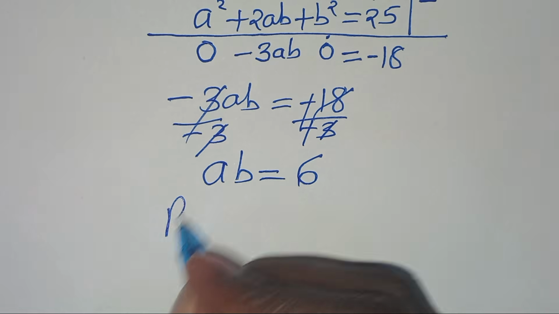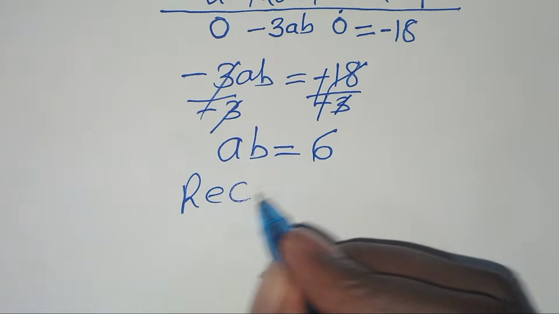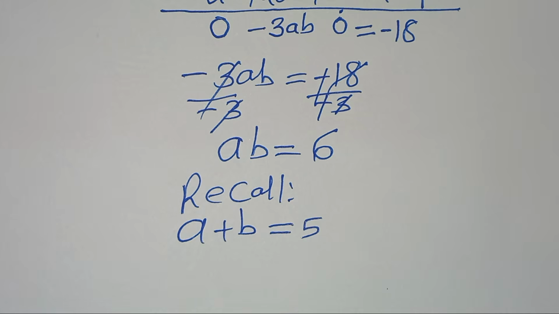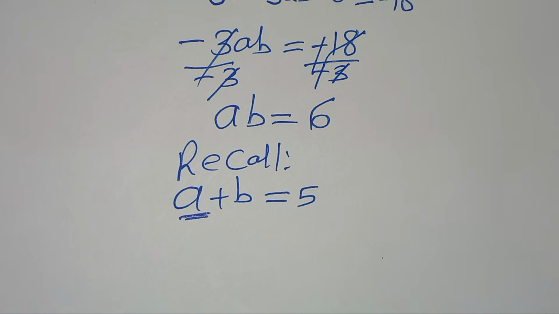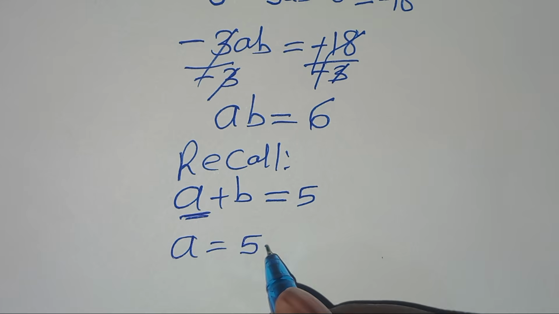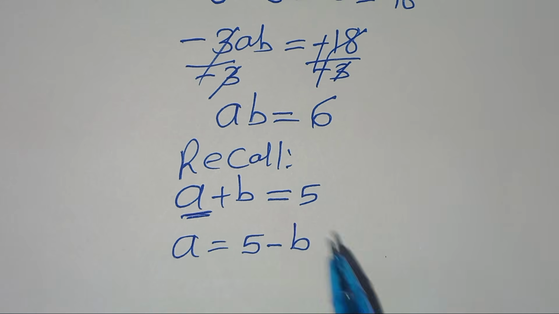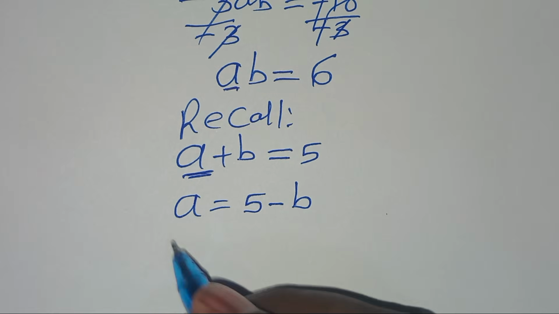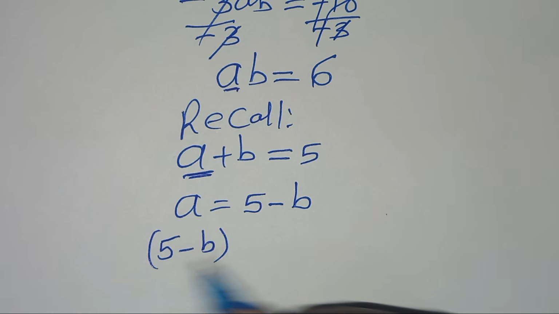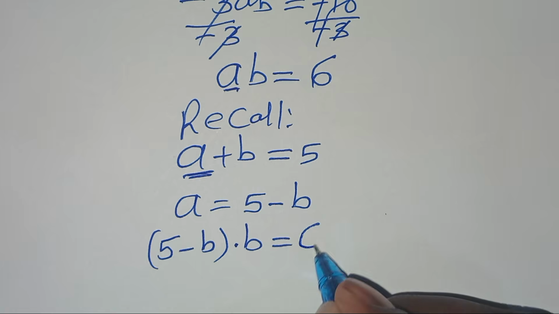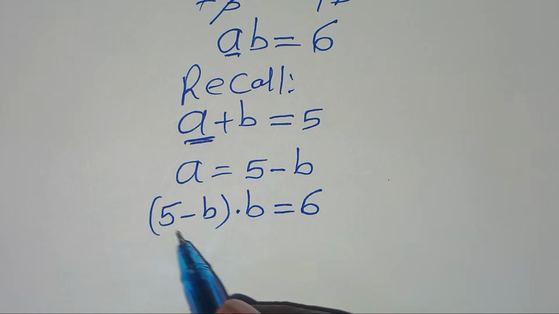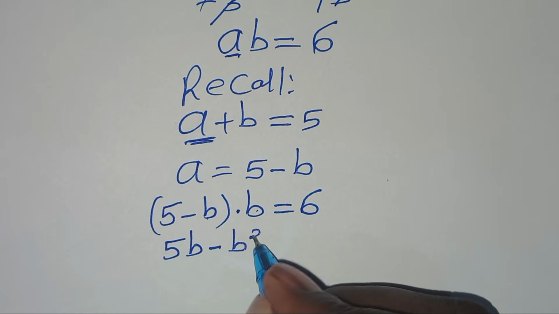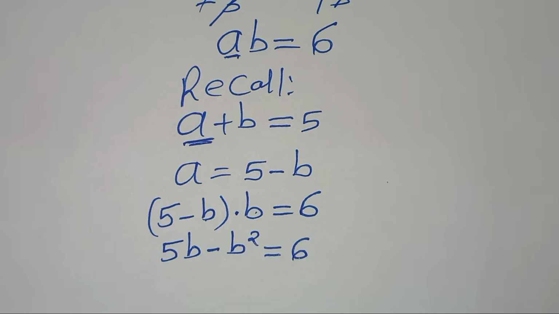So if you recall, we have that a + b, this is equal to 5. So we can make a the subject of the formula, so that a is equal to 5 − b. From this equation we can substitute a, so that now we have (5 − b) multiplying by b, this is equal to 6. So this means that 5 times b, this is 5b, minus b times b, this is b², and this is equal to 6.